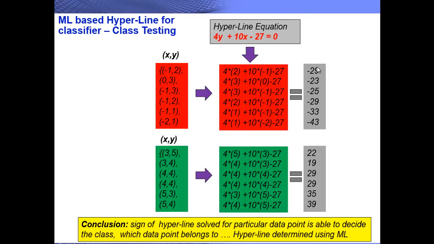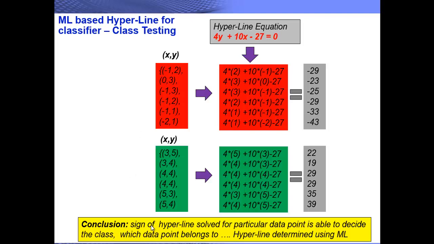These are all the negative values, and these are all the positive values. This implies that this hyperline equation is really able to separate these two classes of data points from each other. It is very important to remember that whatever hyperline equation we got, it was not decided by human intervention, but by mathematical calculations, or simply we can say a simple ML algorithm we use to decide that.